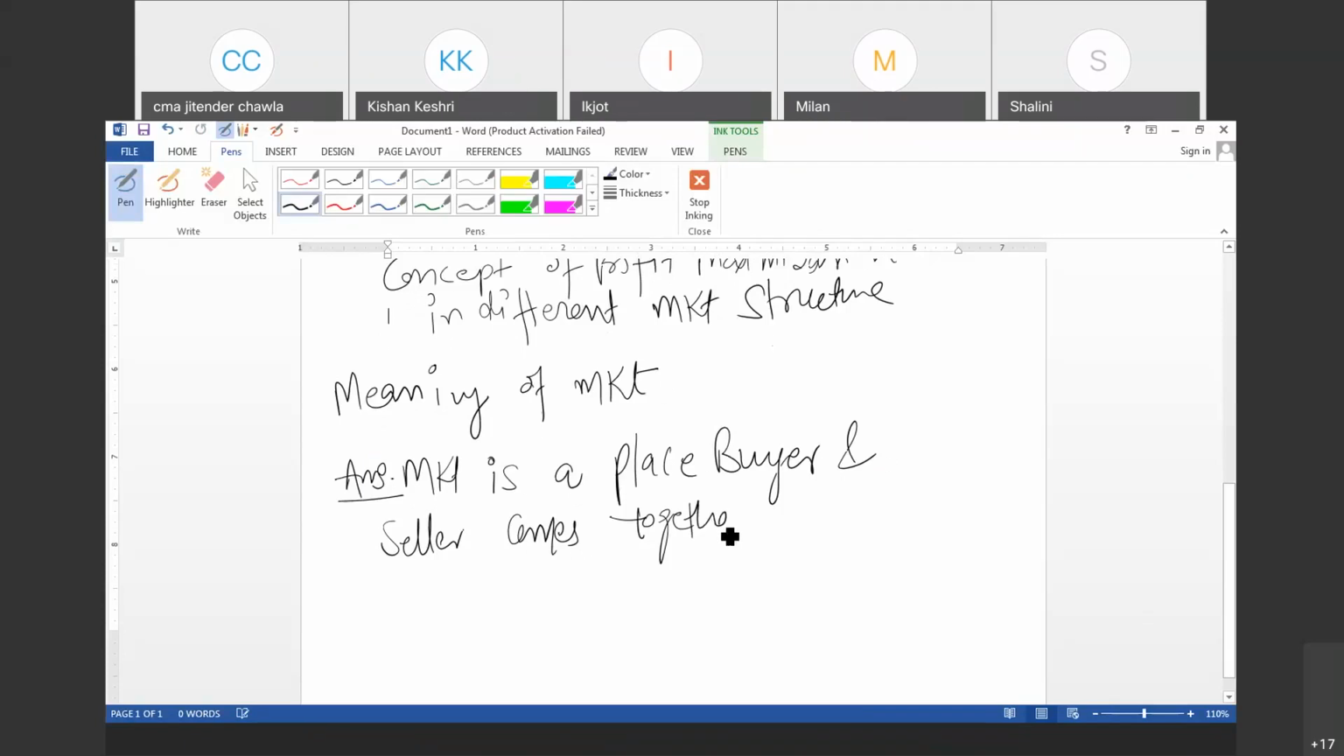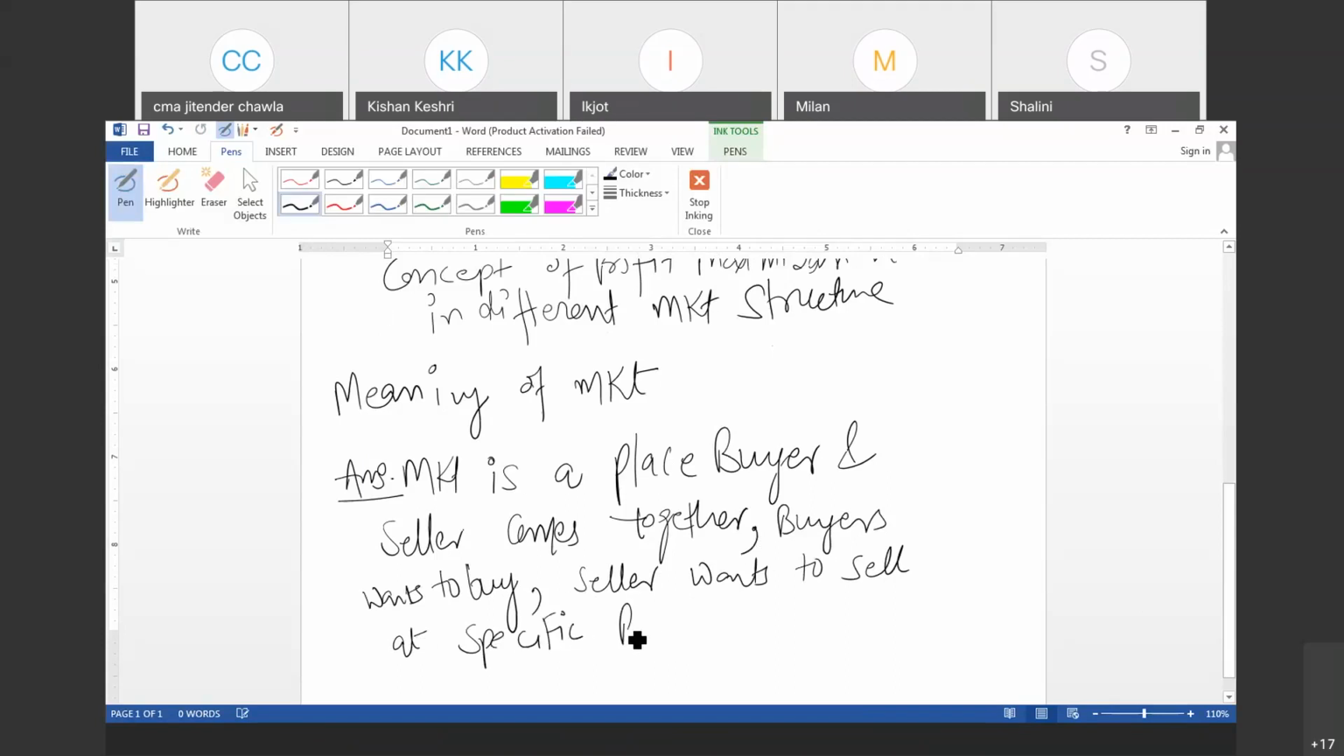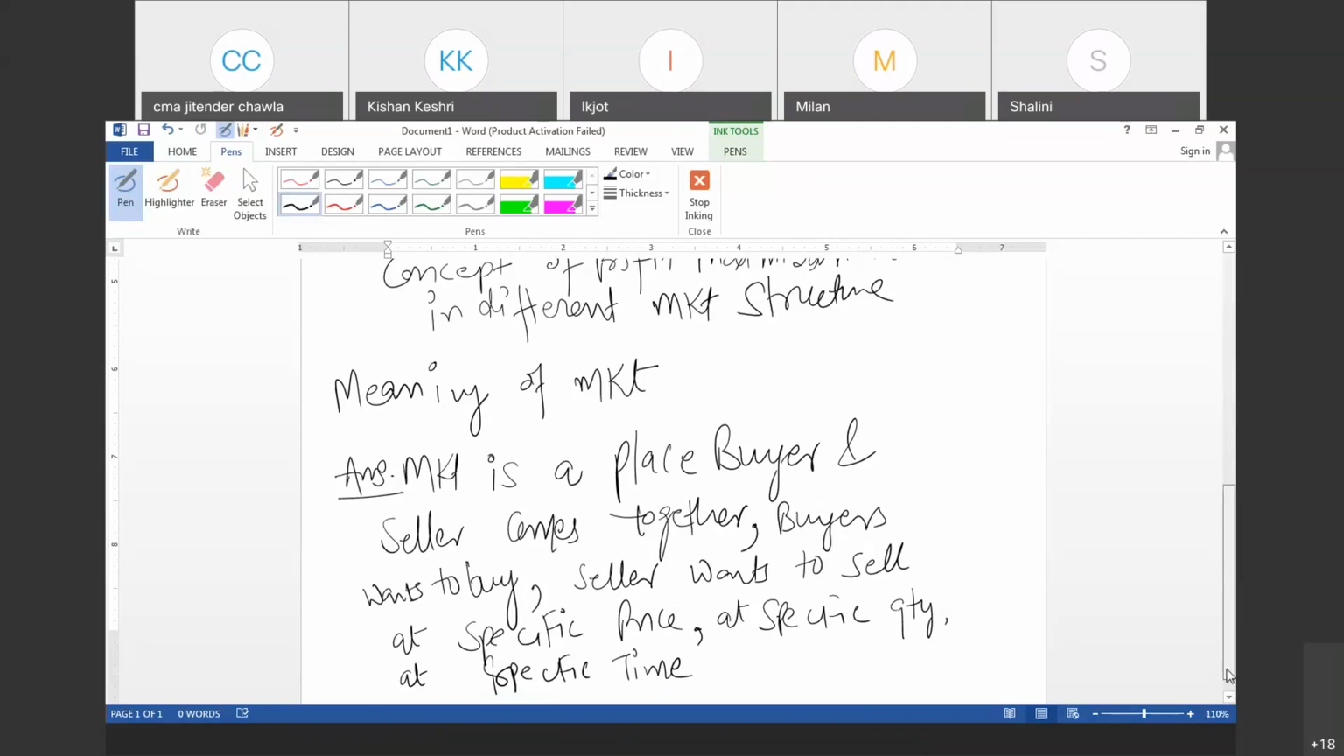What does the buyer want to do? The buyer wants to buy. The seller wants to sell at a specific price, specific quantity, at a specific time. So when we talk about market, how many dimensions do we have to study?